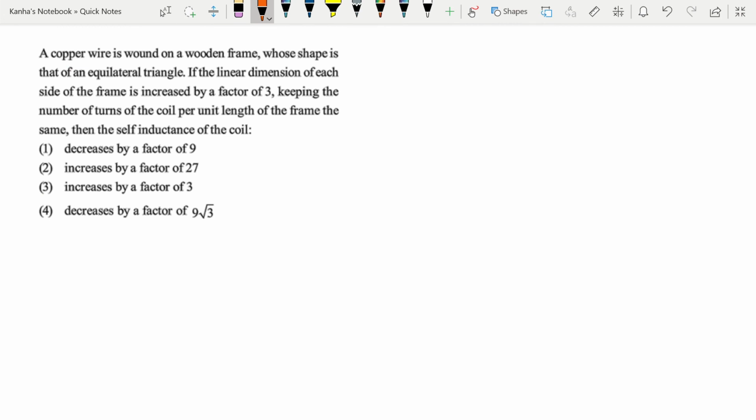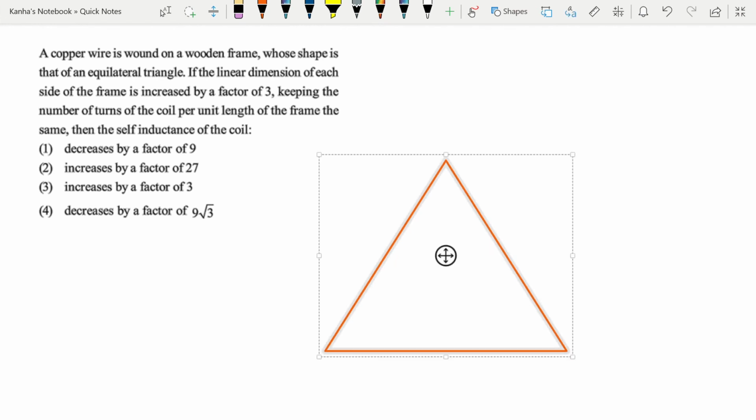In this question, you are given that a copper wire is wound on a wooden frame whose shape is in the form of an equilateral triangle. So the shape is given by an equilateral triangle. Done. Next, what is given? If the linear dimension of each side of the frame is increased by a factor of 3, keeping the number of turns of the coil per unit length of the frame the same, then what will be the self-inductance of the coil?